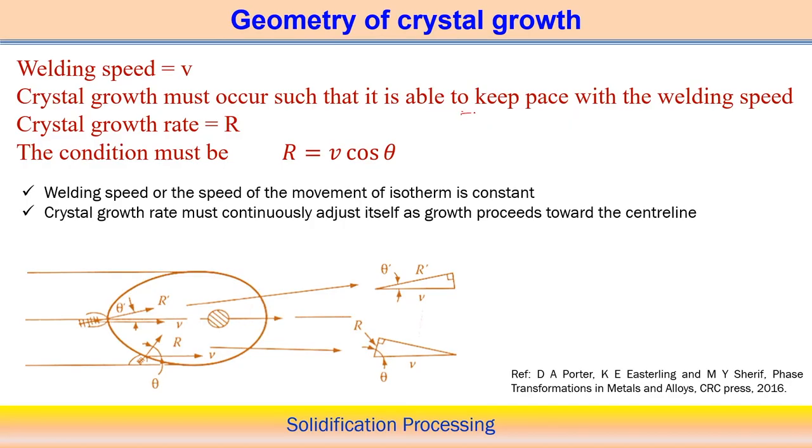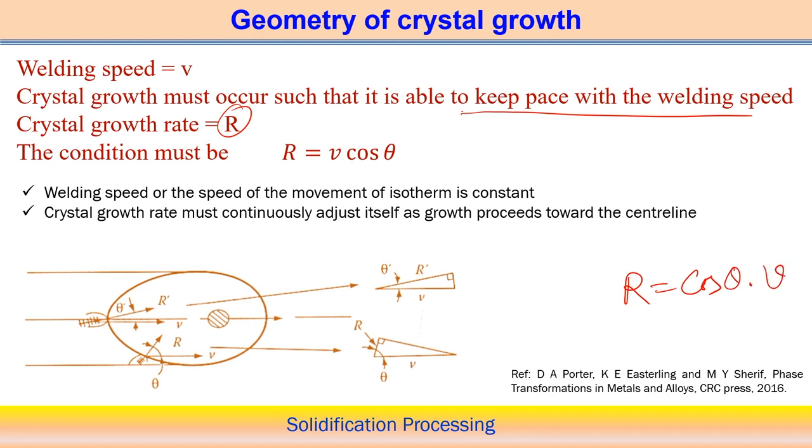It means that it is adjusting or accommodating the solidification rate along with the movement of the arc. So the solidification will always try to adjust and maintain pace with the welding speed. Suppose in one particular situation the growth rate is R. The condition must be that the growth rate R is equal to V cos theta, where V is the velocity.